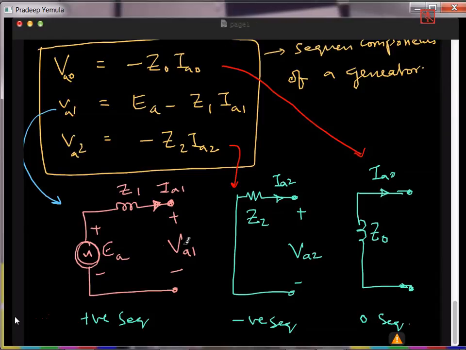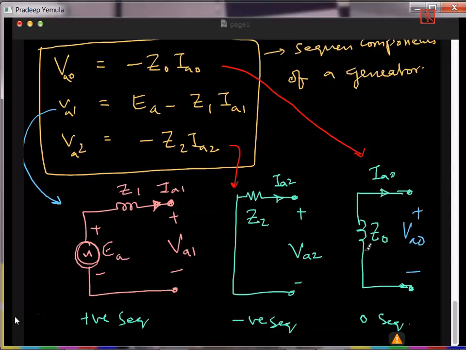Intuitively, what you understand is that the A phase voltage generation, the positive sequence voltage generation, will only come in the positive sequence network. We are not generating any negative sequence voltage. We are not generating any zero sequence voltage.